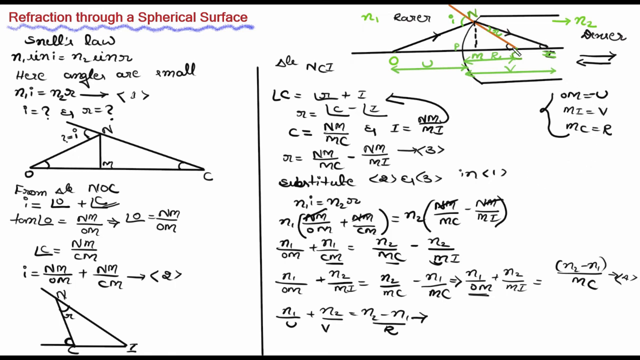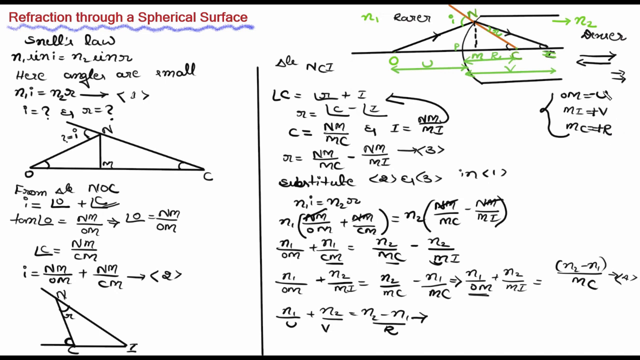Fine. Next, the image is on the right hand side and the light is also moving in the right hand side like this. So both have the same direction. So v will be positive and R is also on the right hand side. So R will also be positive.